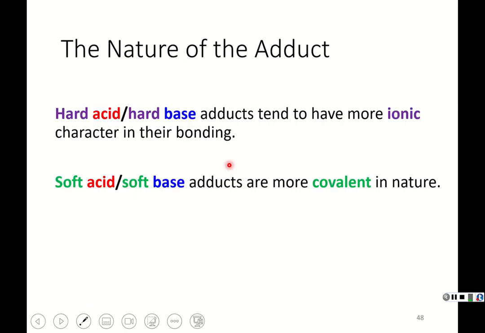Now, the nature of the adduct that's being formed. A hard acid and a hard base adduct tend to have more ionic character. So when a hard acid and a hard base react, they tend to form something we'd consider an ionic compound. When you have a soft acid and a soft base making an adduct, these are going to have more covalent nature.